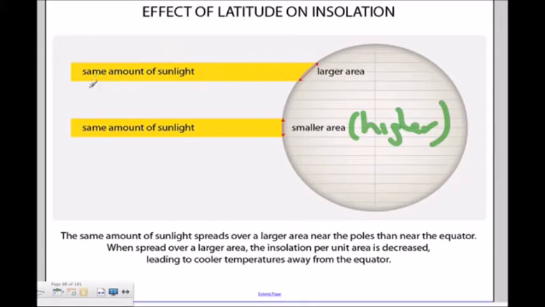In that exact same amount of sunlight, when it hits the curve, the angle is much less, right? This angle is less here. So if you look, this angle is much less, and the sunlight is more spread out. Therefore, it is a lower intensity of insolation.